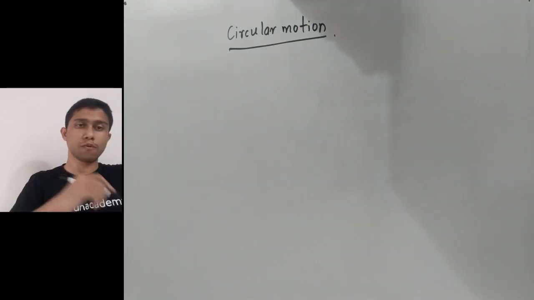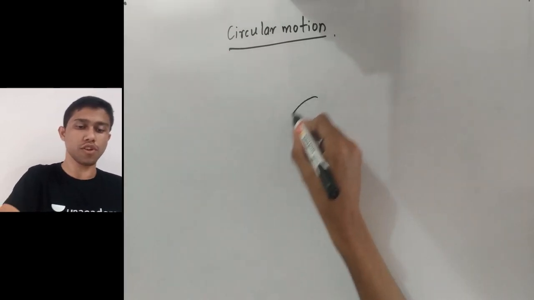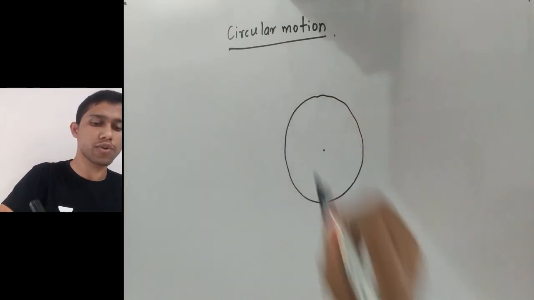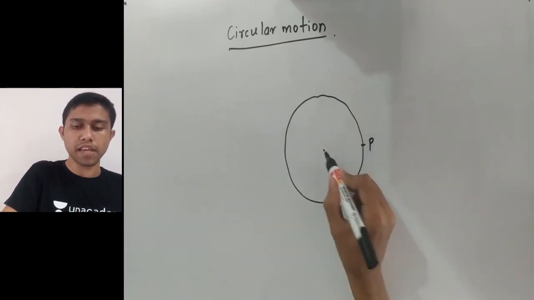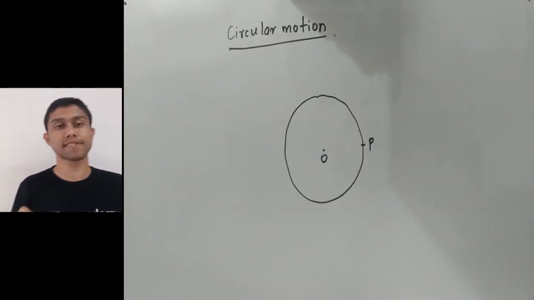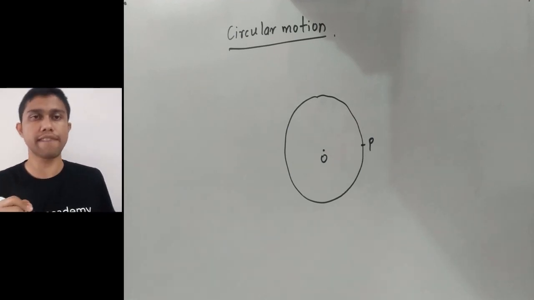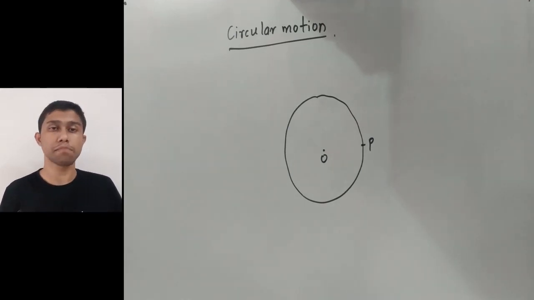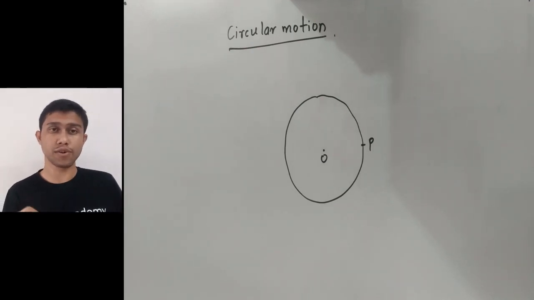So, what is a circular motion? Circular motion is defined as a motion of a particle in a circular pattern in which the distance of a particle P from the center O remains same. And it is true because whenever a particle travels in a circle, the distance of the particle from the center remains the same, and that is equal to the radius of the circle. Okay? So now we have understood what is the circular motion.